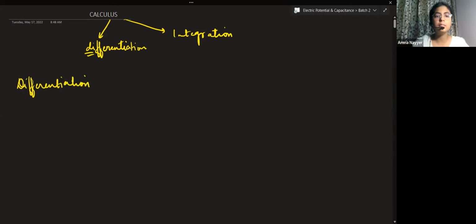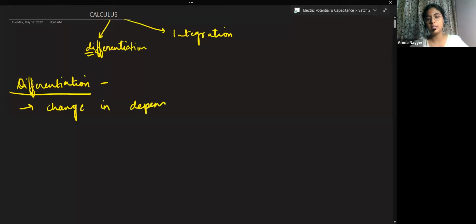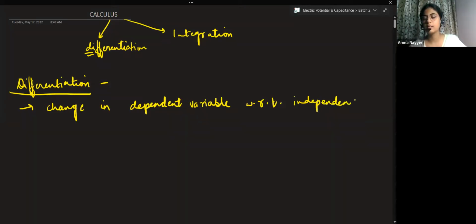In layman terms, differentiation is used when you have a greater part and you want to calculate a very small segment of it. So how do we use differentiation? Basically, in differentiation, you have change in the dependent variable with respect to the independent variable. So you have to calculate change.